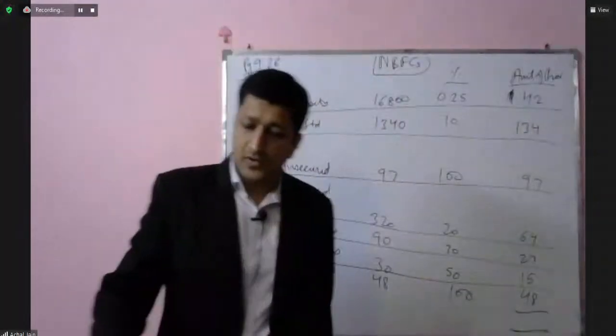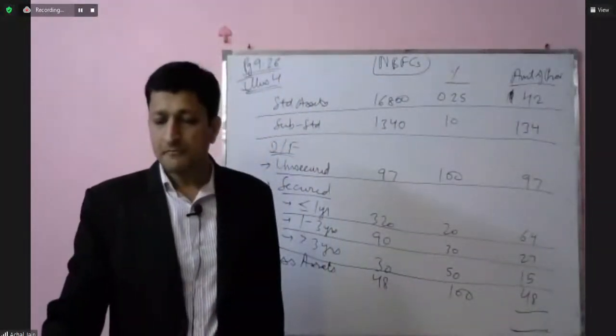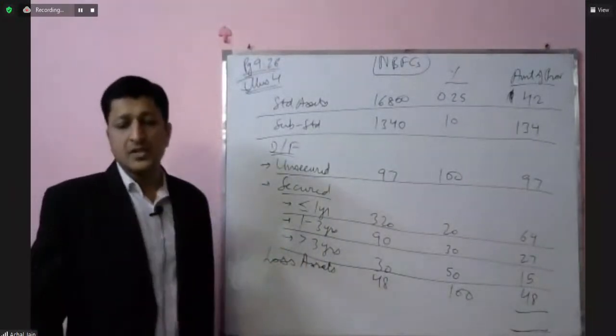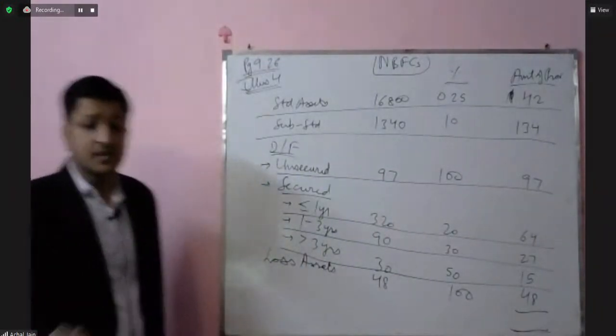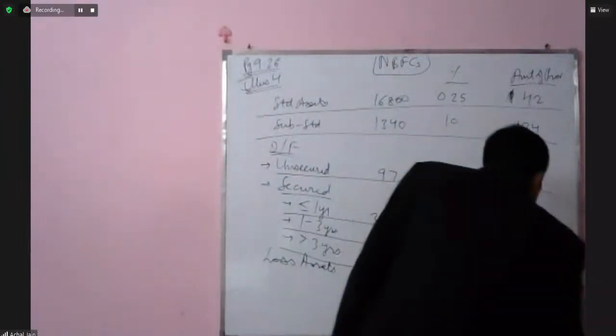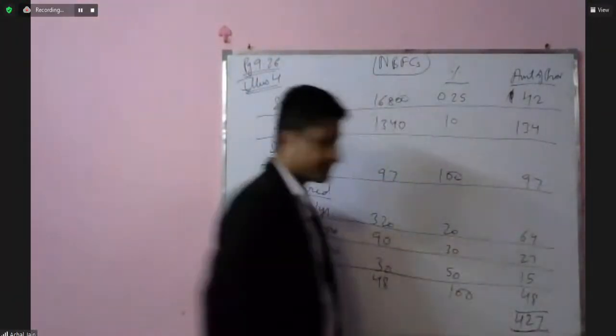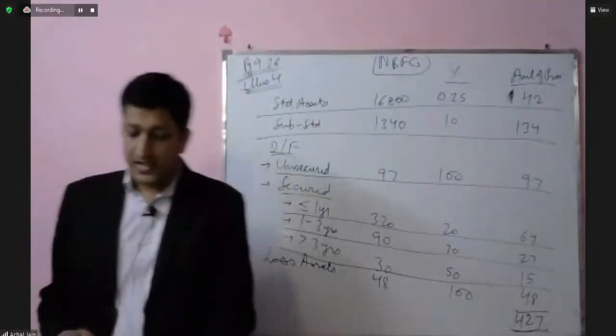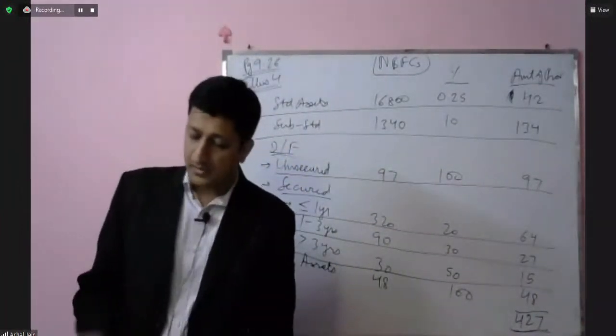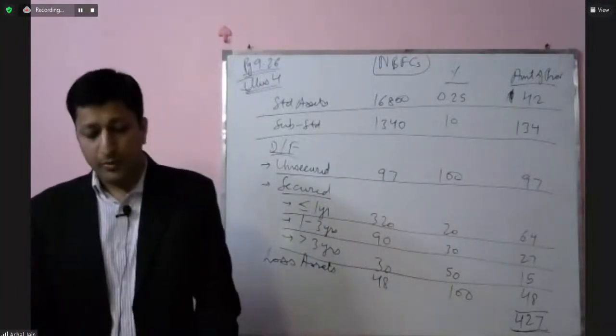Waiting for a response, huh? Okay, KV Rama, Sakshi, and Shaurya have solved this. They are saying it's 427 lakhs. Great. It's 427 lakhs. Easy and simple to compute.